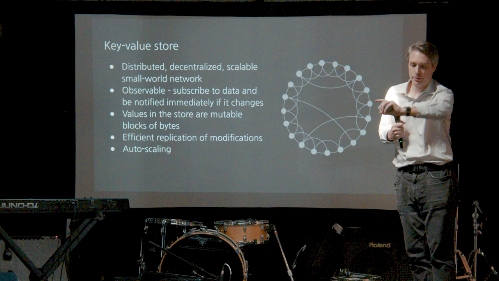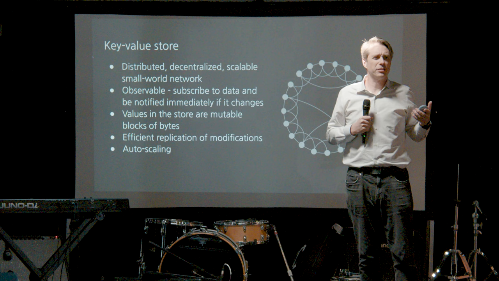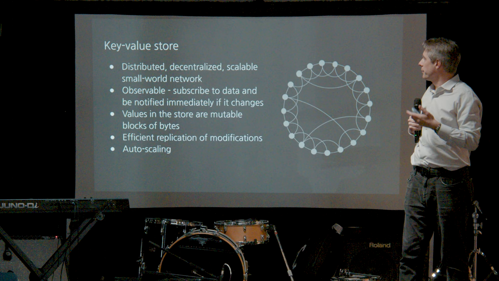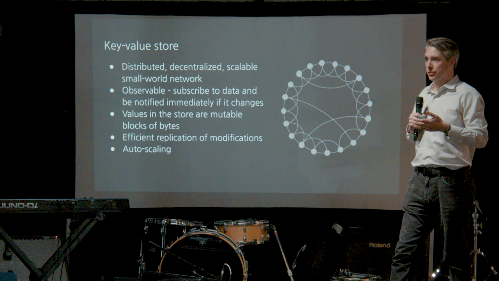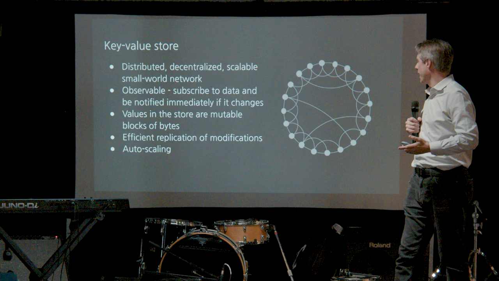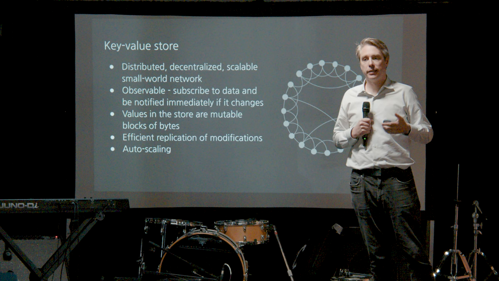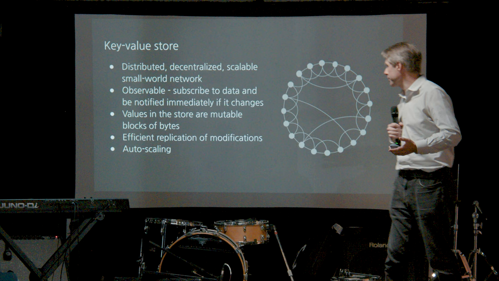So what is this fundamentally, to get tangible? What have we actually built? The foundation of Locutus is a key value store. It's distributed, it's global, it's one store for the entire planet. It's decentralized, of course. And it's scalable. It's a small world network, which means that it can scale up to potentially billions of peers if necessary.